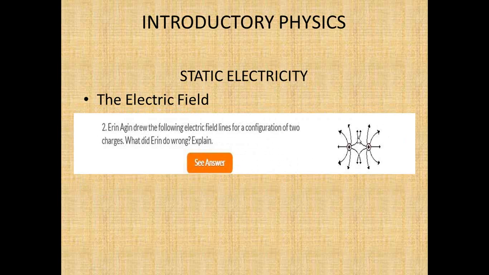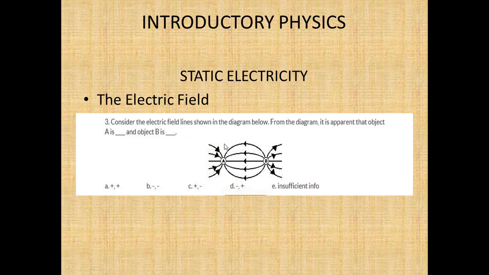Remember what we said? The lines do not cross. So this is not correct. The electric field lines do not cross. They are usually perpendicular to the surface of the charge, but they do not cross. All right, let's look at this one.